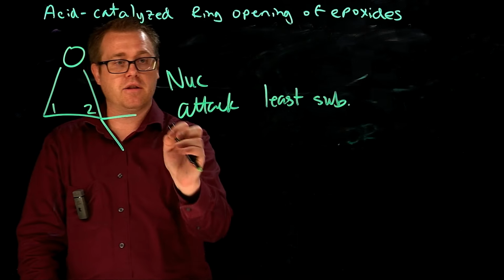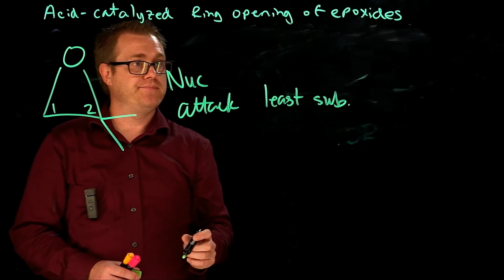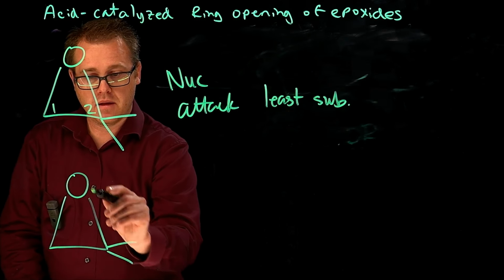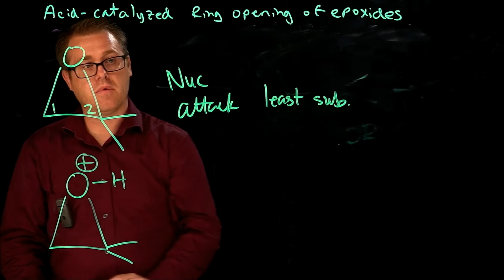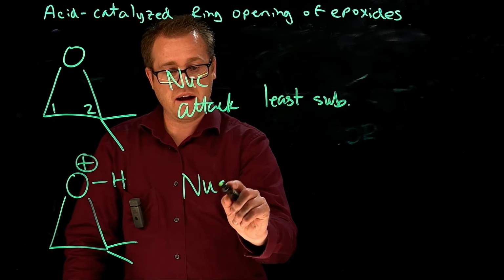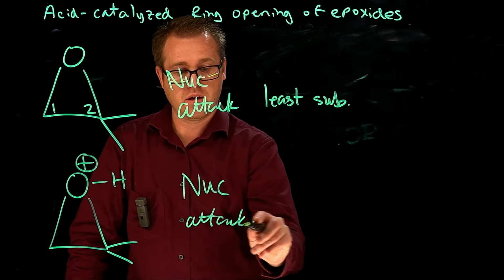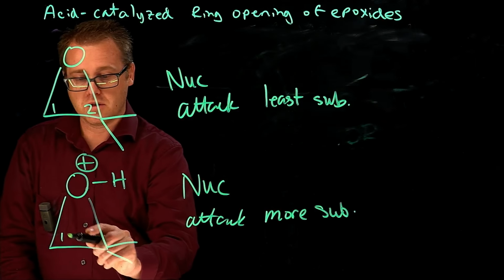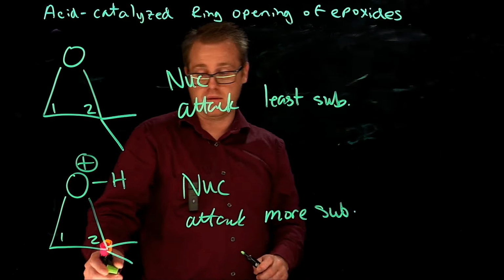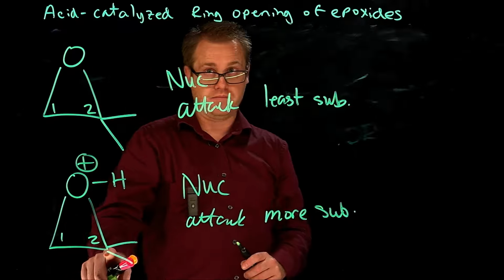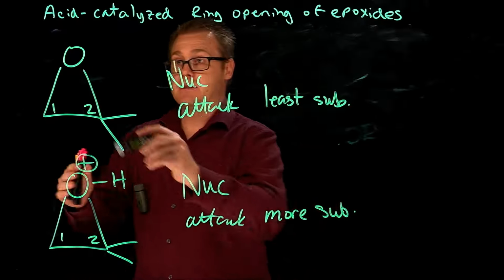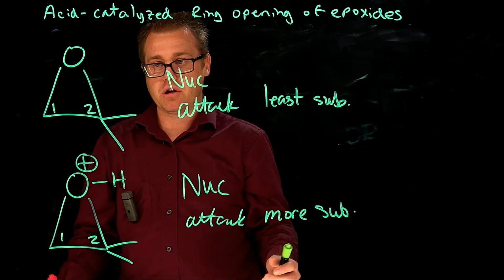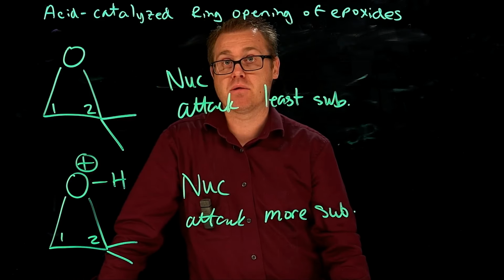So in this particular example, the nucleophile would attack carbon 1. But if you have an epoxide that is protonated, right here, the nucleophile is going to attack the more substituted carbon. So if we number those, the nucleophile will attack at carbon 2. So if you can understand and remember that, you're good. You're going to be able to answer most of the questions.